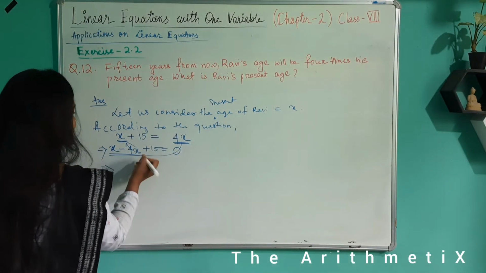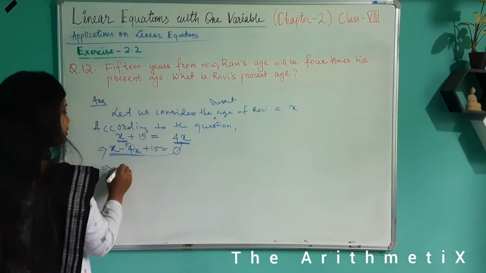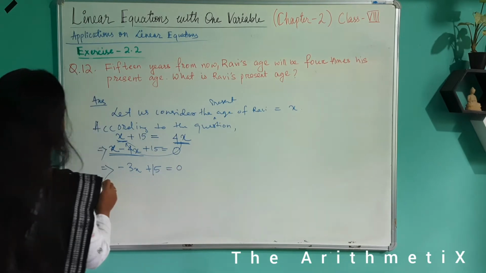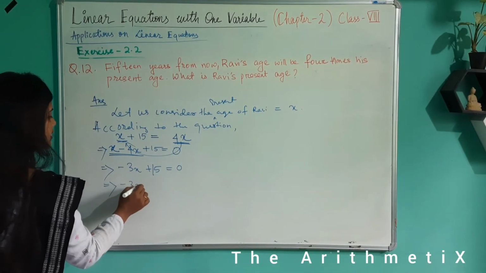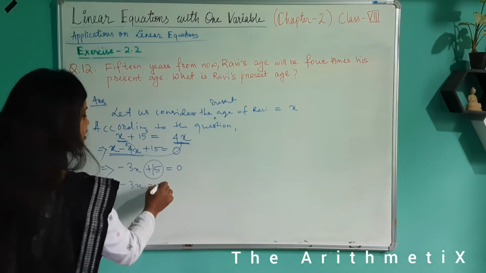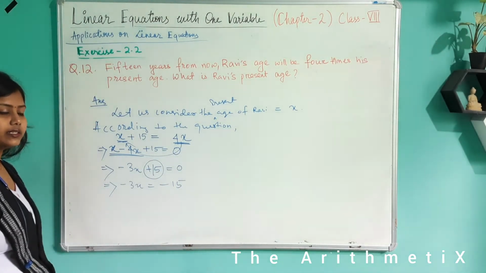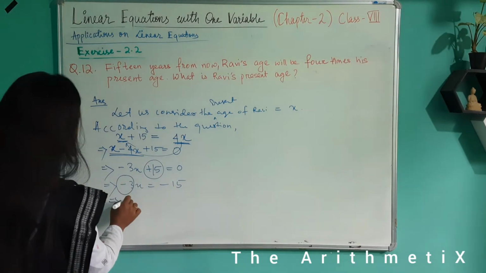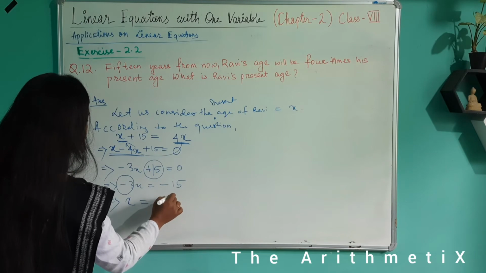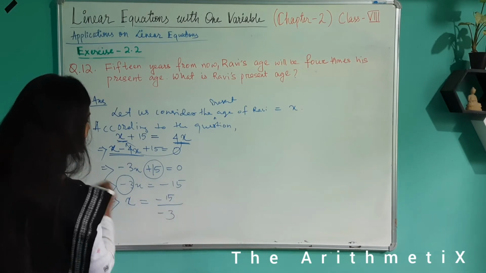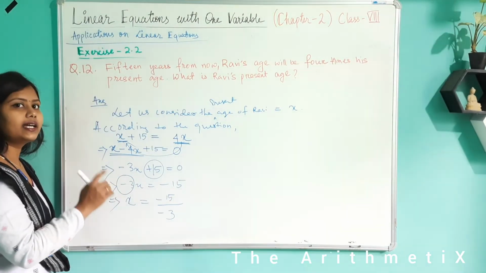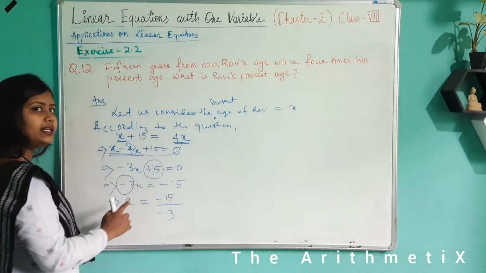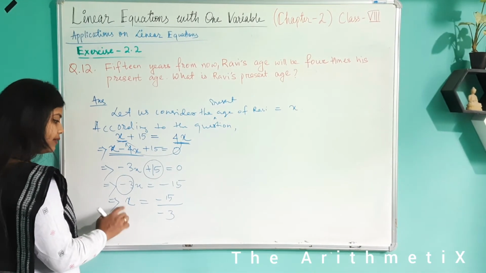Now let us subtract this one. x minus 4x is minus 3x plus 15 equal to 0. So minus 3x, let us transpose 15 now, will be minus 15. Now let's transpose minus 3. x equal to minus 15 divided by minus 3. Transpose minus 3 entirely, not only 3. If we transpose 3 only, negative will be there and it will be minus x instead of x.